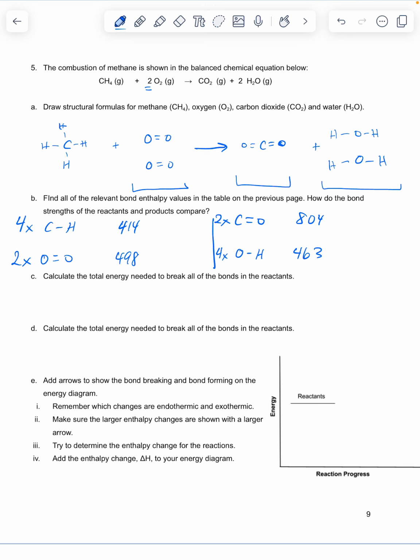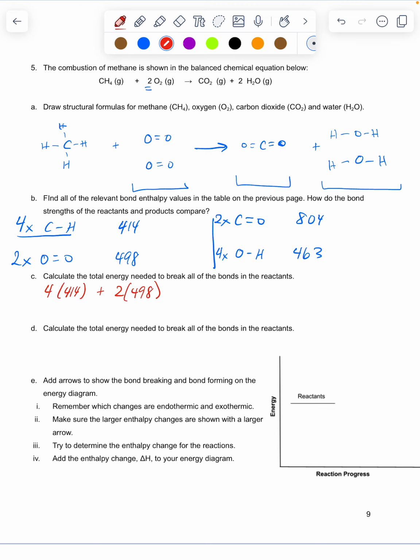And then if we're going to calculate all the bonds needed to be broken, I need to break 4 C to H bonds. Right? If I think about it, if I color it in, I have to break all 4 of these bonds. And I have to break both of these O to O double bonds. So basically I just have to add up all of the bonds in the reactants. Okay, so 4 times 414 plus 2 times 498. And obviously you can use a calculator. I'm going to do that right now.